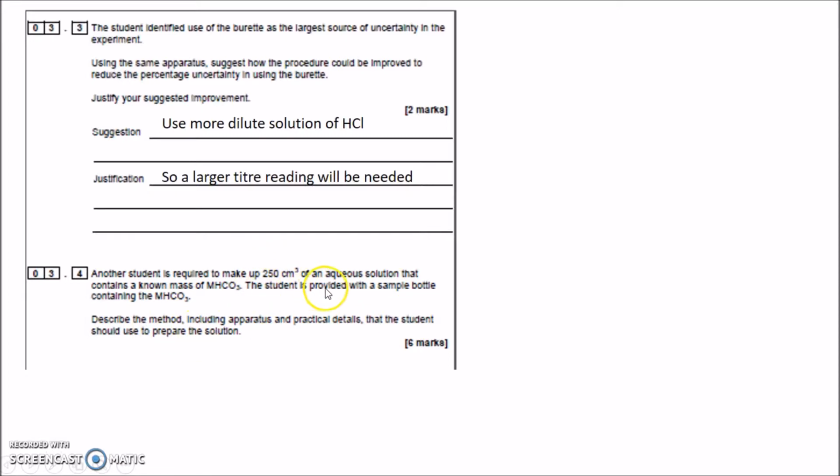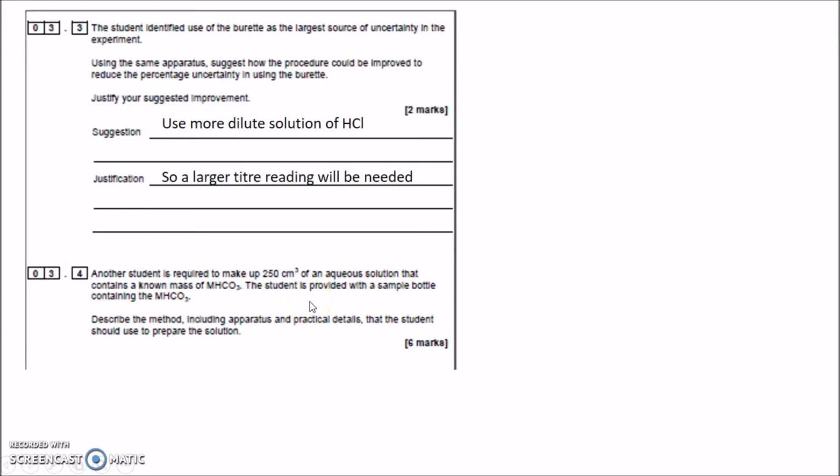So I've got to try and get a known amount of this solid into 250 centimeters cubed in something like a volumetric flask. A volumetric flask is a flask with a mark on it, and when you fill it up to the bottom of the meniscus on that mark, it means you've got 250 centimeters cubed of solution in there. So first of all, I've got to get the solid out of the sample bottle. I've not got to get it all out of the sample bottle. I've just got to know how much has come out, because it says I've got to have a known mass. So as long as I know how much I've taken from the sample bottle, that's okay.